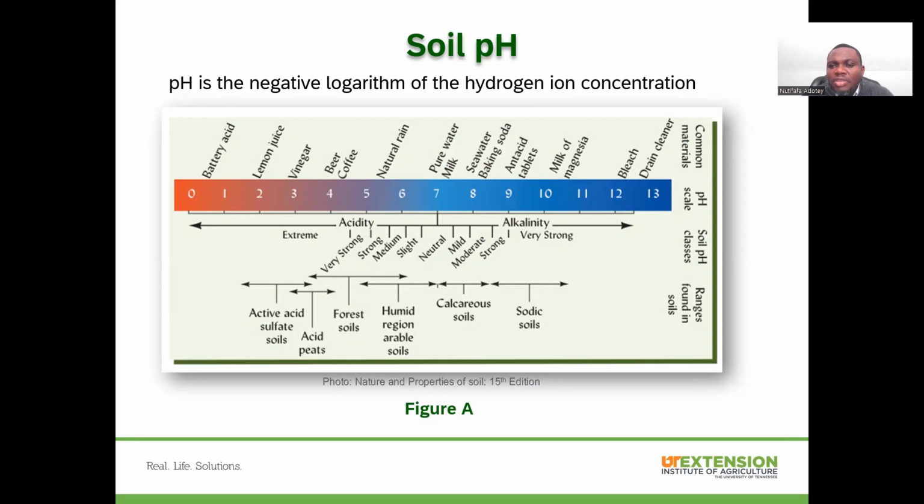And then if we move down to the pH scale, so the pH scale ranges from 0 to 14. A pH of 7 is neutral, and a pH value greater than 7 is alkalinity or alkaline, and a pH value less than 7 is acidity. And this can be subdivided into various subgroups or classes.